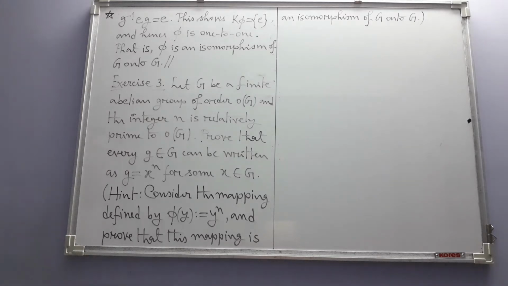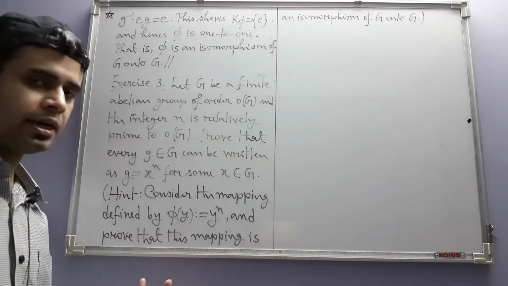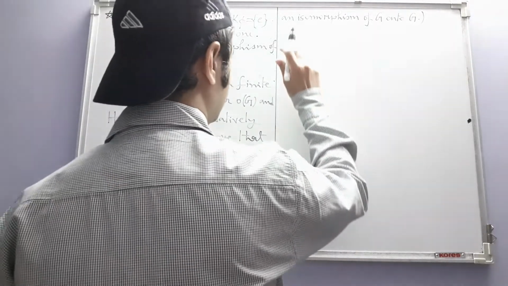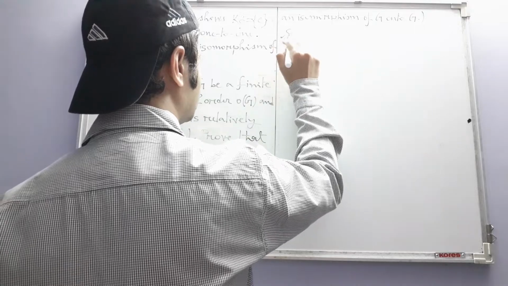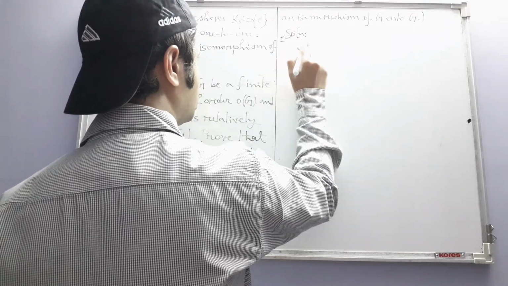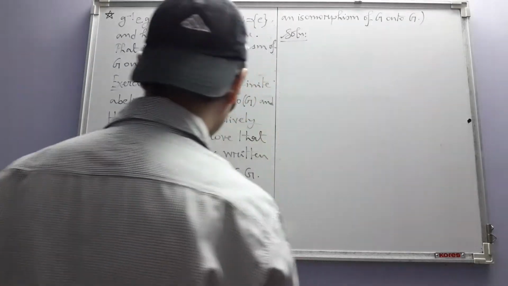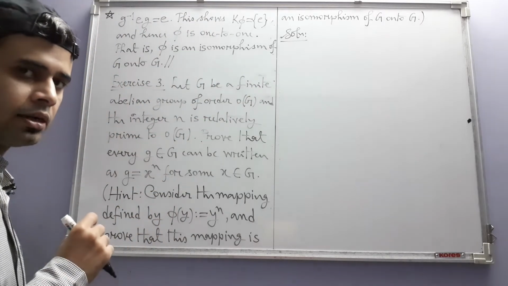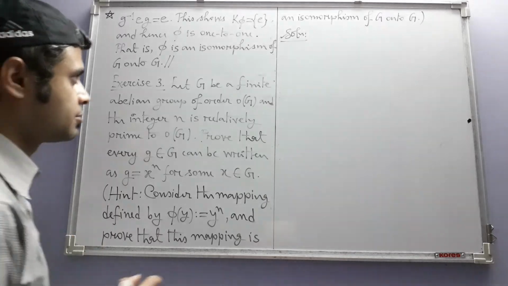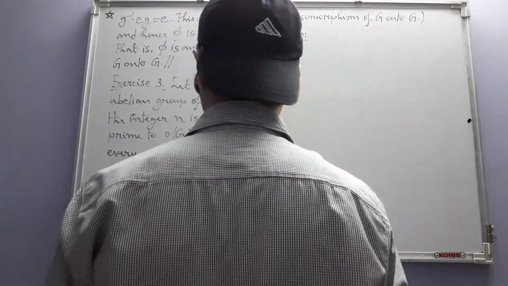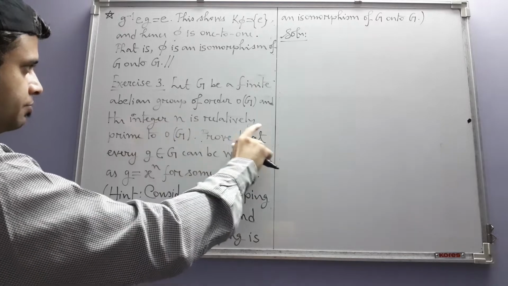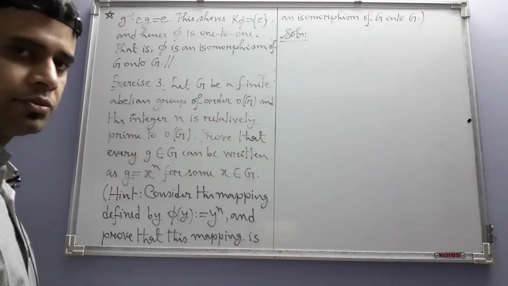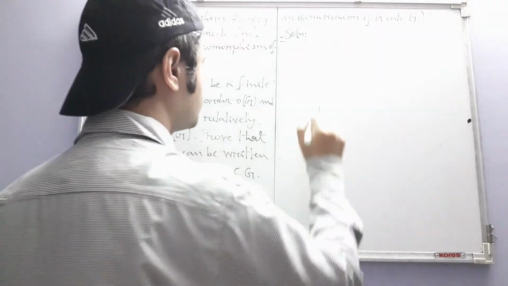Okay, we are not going to follow the hint exactly. We will do something slightly different. We in fact are not going to define any mapping. We will try to directly show that g is actually equal to x to the power n for some specific x. We start off the solution by using the hypothesis that n and order of G are relatively prime.